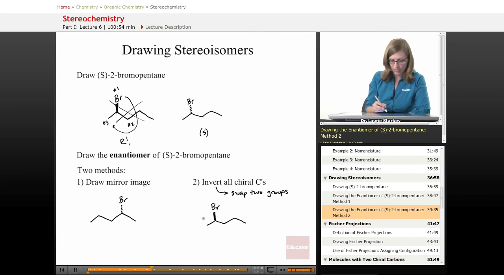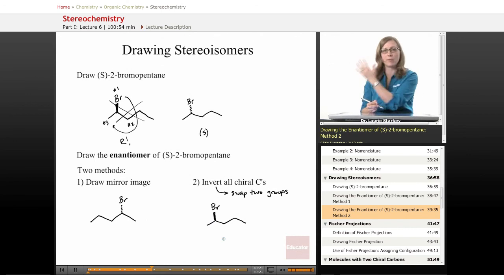Now, are these the same answer? Are these the same compound? Well, sure. If I take one and simply flip it over, they should superimpose. If I flip over one, the bromine that was a wedge becomes a dash, and they will line up very nicely.